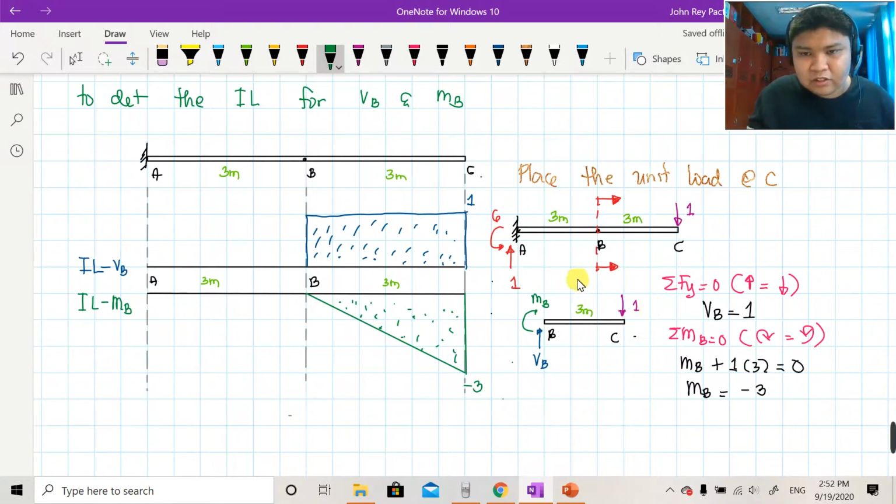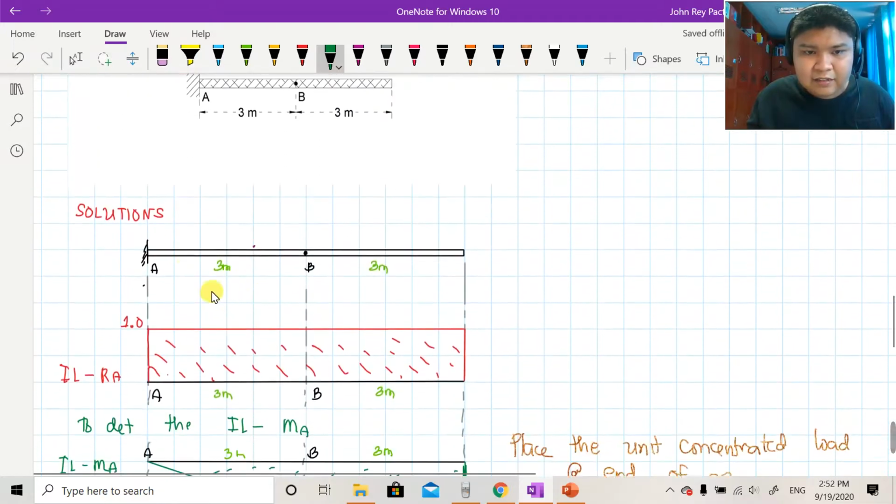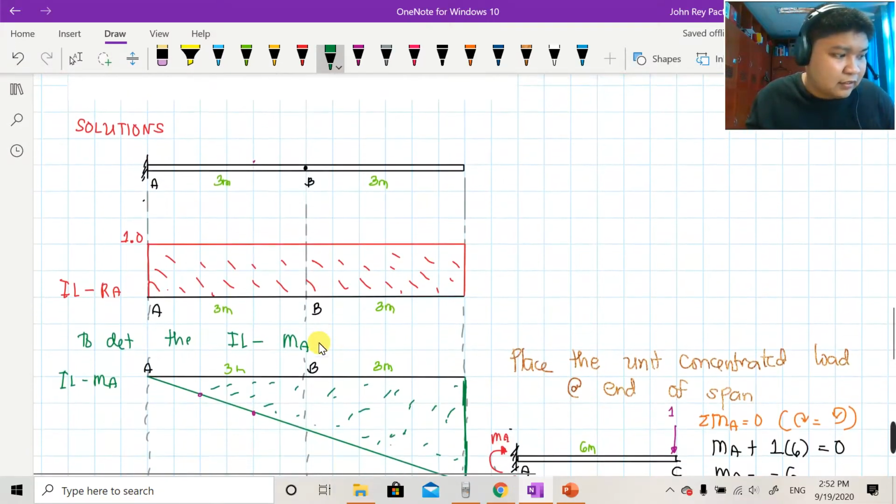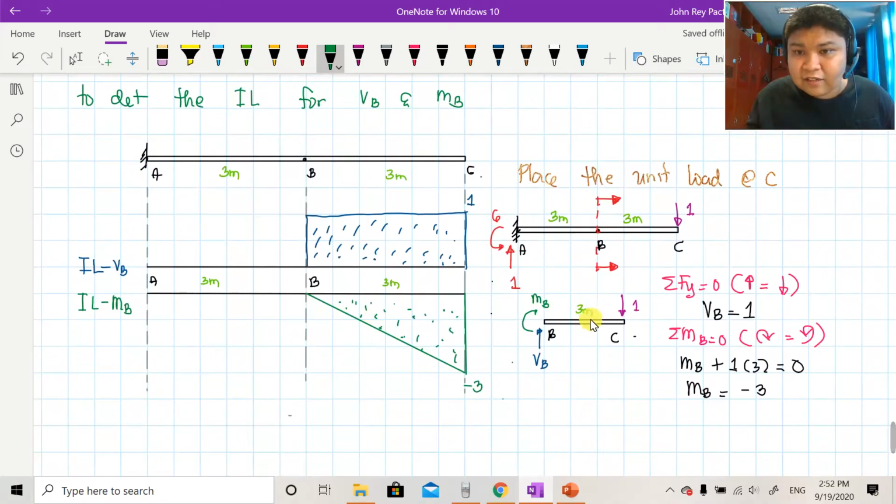Pero 'di ba isipin nyo, even though yung 1 kahit saang bahagi nitong span, provided na hindi pa siya nakakapunta dito sa AB part, class, still, halimbawa ilagay mo itong 1 sa gitna, ilagay mo yung 1 dito kahit 1 meter or sa mismong B, this is still, class, yung shear at B mo pa rin, class, ay 1. 'Di ba? So parang kanina lang na kahit saan, class, yung unit load, the reaction at A is 1. Ganon din dito, class, ngayon. Kahit saan, class, yung 1 provided na nasa span, the shear at B will be 1. And yung moment at B is nakadepende sa location niya. Kaya nga nagiging linya siya, 'di ba? So I hope that is clear sa lahat, no?